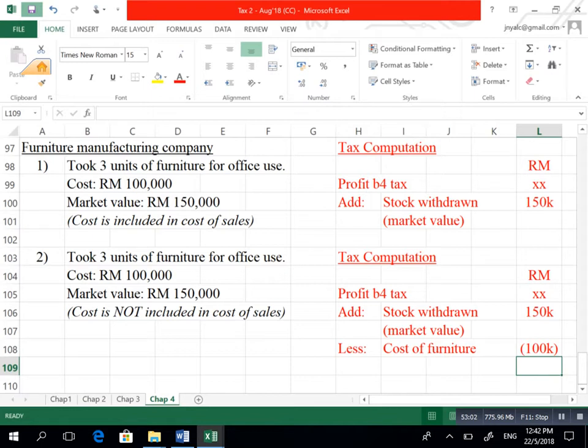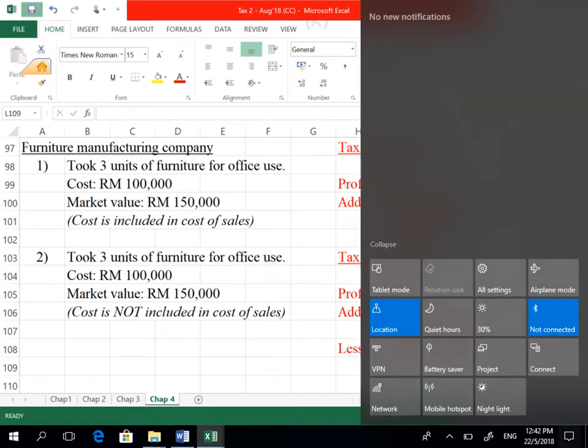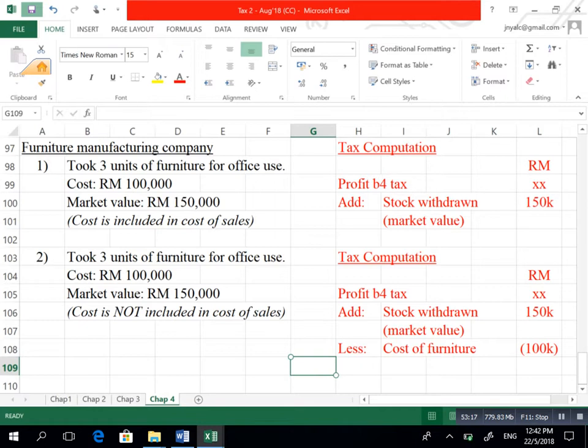Will you get the same answer? Yes, because the net amount from here is 50,000. That is another choice. So it's up to you whether you want to record it like this, add 150 and then minus 100, or you can straight away add 50, the profit. So this is a choice. Alright, so go back to your notes again.